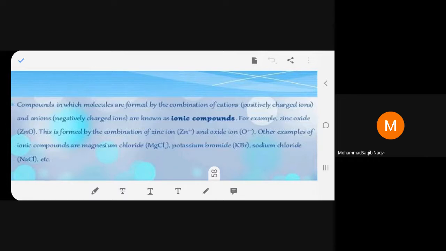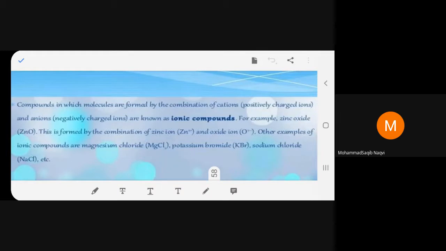Thank you. Start. Combination of zinc ion Zn2+ and oxide ion O2-. No, O2 minus, beta. It's O2 minus. Okay. Other examples of ionic compounds are magnesium chloride, MgCl2, very good, potassium bromide, KBr, sodium chloride. Yes, say the formula. Sodium chloride, NaCl, etc. Okay, good.